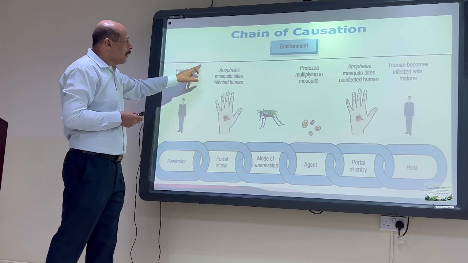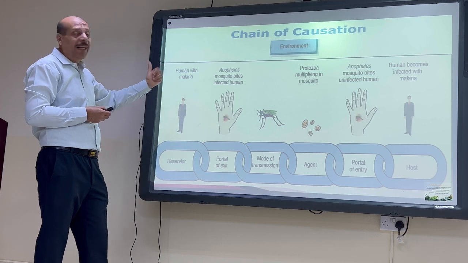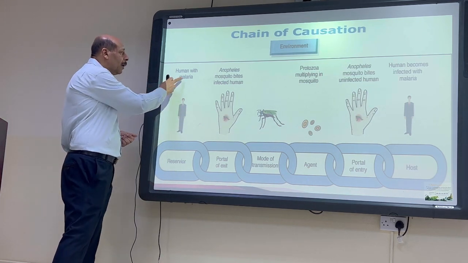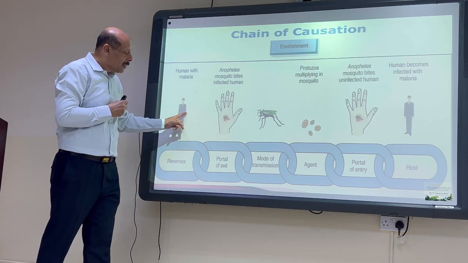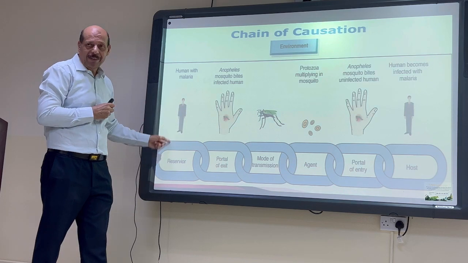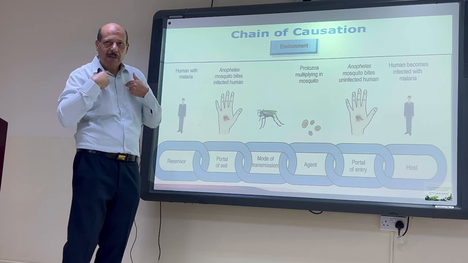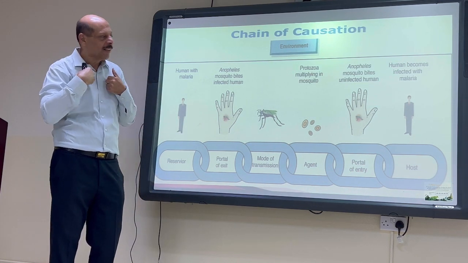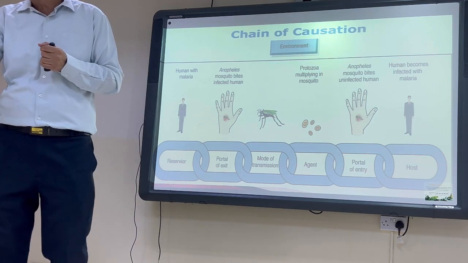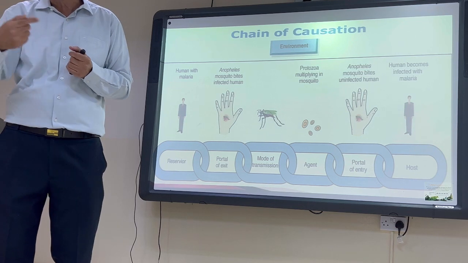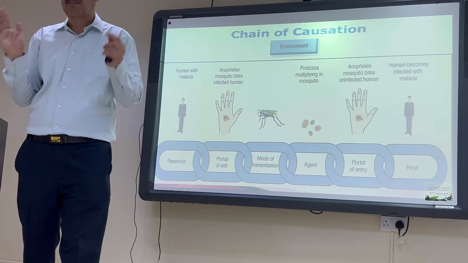So, the chain of causation here, we are taking it for malaria. If we have a human with malaria, we call him a reservoir. A reservoir means that he is the one who has the malaria parasite inside his body. So, if we are in contact with that person, will the malaria be transferred to us? Is there a possibility of getting malaria from that person?